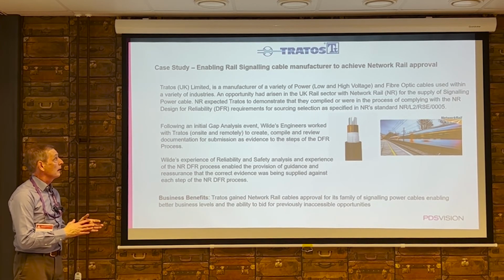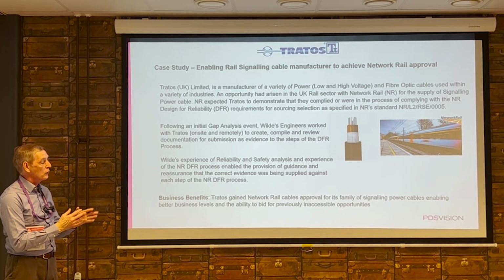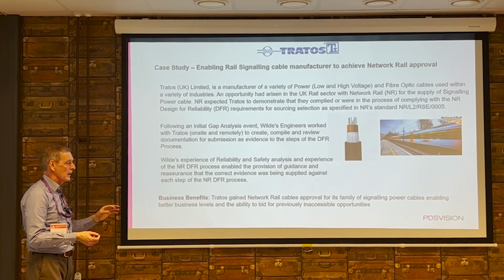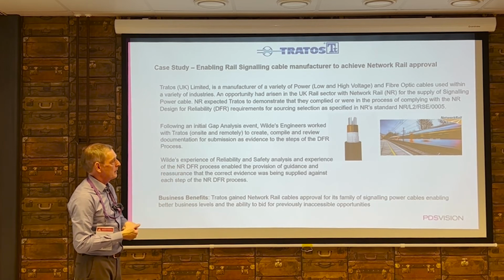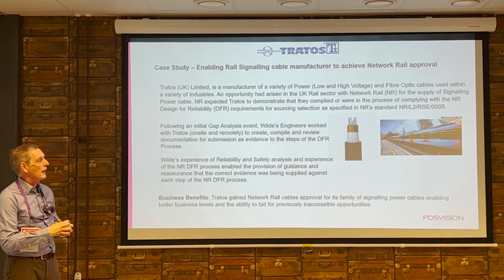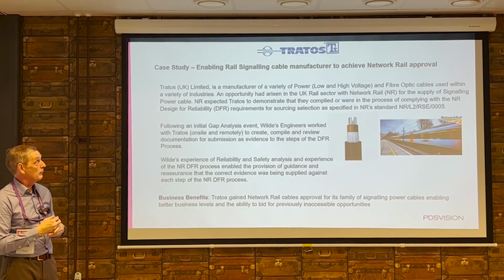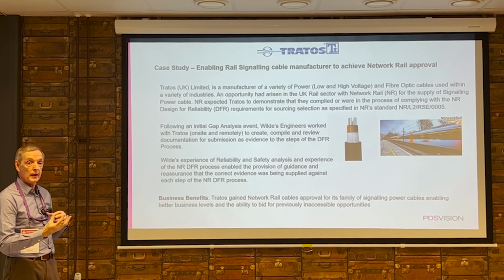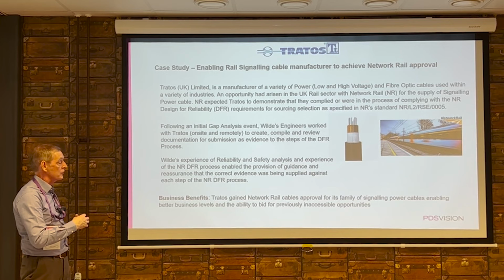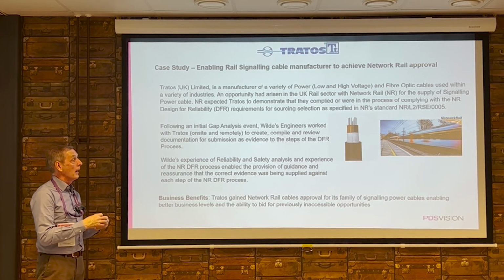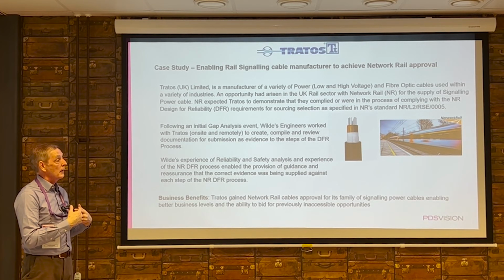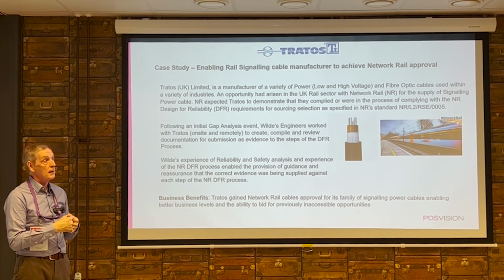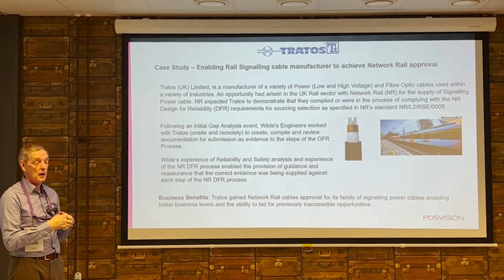So very quickly, we can talk about large systems, whole vessels. We can also talk about very small systems. And this is a signaling cable that's made by a company called Tratos. They were looking to get work from Network Rail, who manage the infrastructure within the UK. And they had to show that they met the Network Rail design for reliability requirements. And at the time, they didn't.